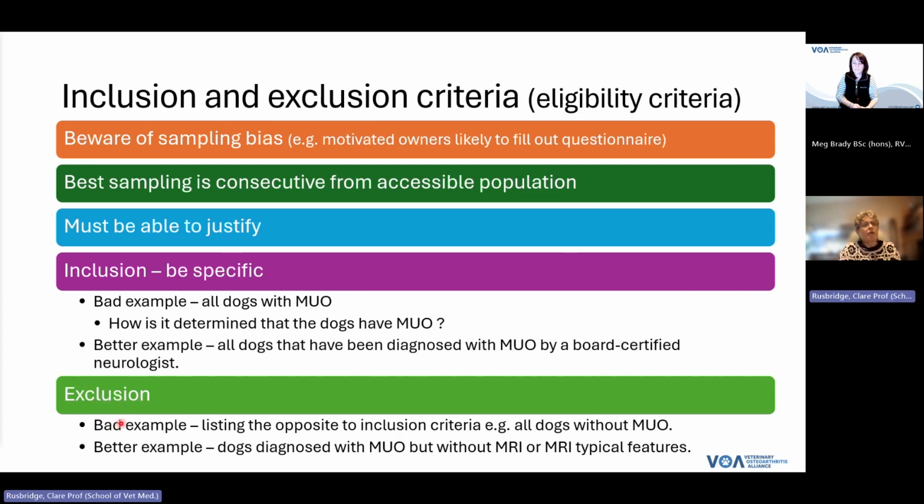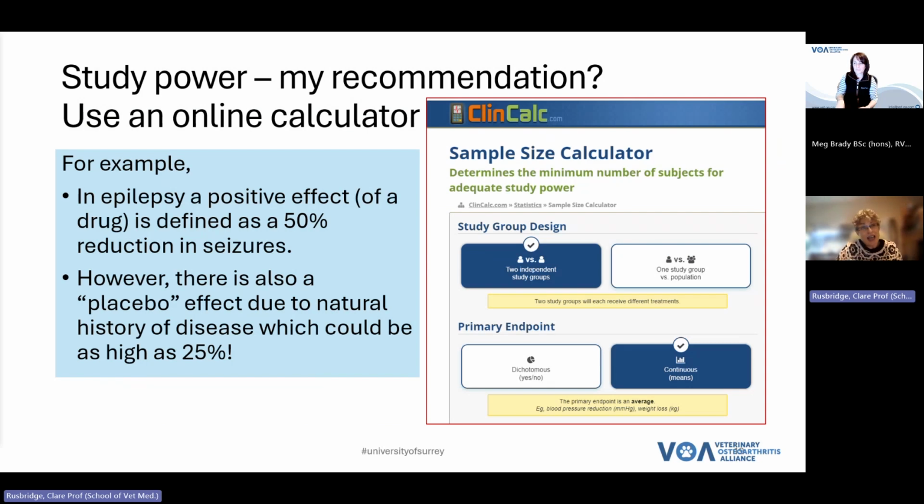Exclusion criteria. Please do not just list the opposite to the inclusion criteria, all dogs without MUO. So better would be all dogs diagnosed with MUO, but without the MRI being typical. The next thing you need to do, so you've decided how you're going to include and exclude your dogs. The next thing you need to do is actually a power calculation. This is going to terrify many of you, but please don't be terrified.